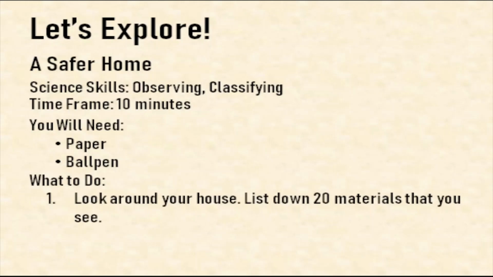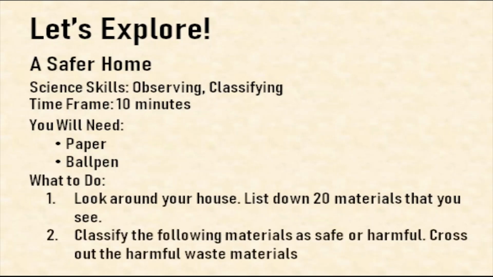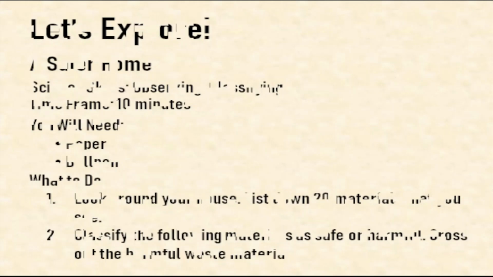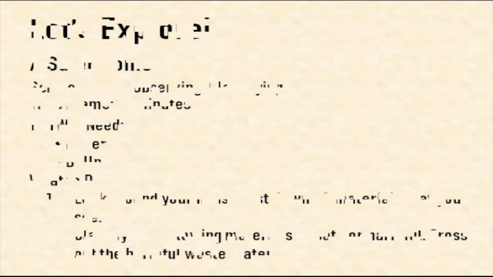This is what you are going to do. Look around your house and list down 20 materials that you see. Second, classify the following materials as safe or harmful. Cross out the harmful waste materials. If you are done with the activity, please do not forget to pass it to your teacher advisor.